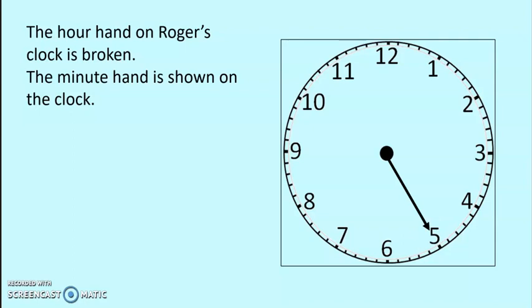All right, let's do another one of Roger's clocks. So, if Roger's hour hand on the clock is broken, but the minute hand is shown on the clock, could it be 5 o'clock? Write yes or no on your paper and try to explain out loud why. Explain your thinking. All right. Think about which numbers the hour hand and minute hand would be pointing to if the time was 5 o'clock.